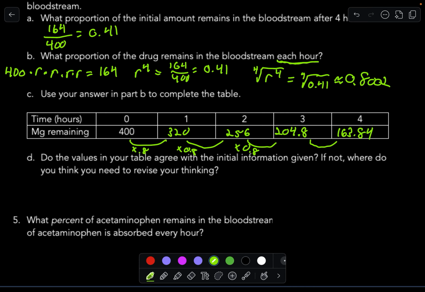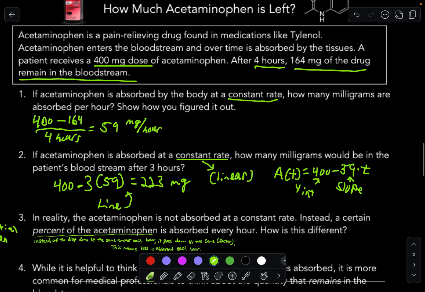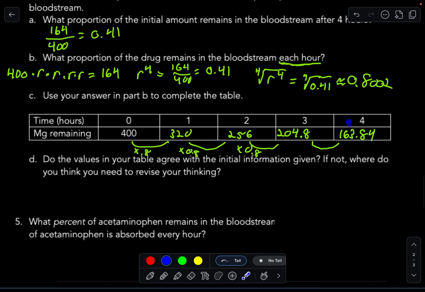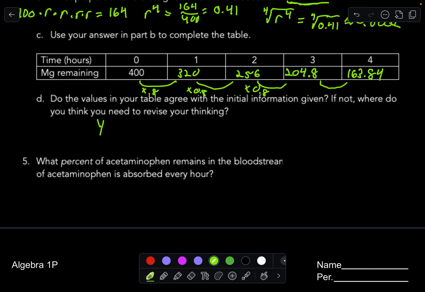So do the values in your table agree with the initial information given? If not, where do you think you need to revise your thinking? It pretty much does. They said after 4 hours, if you go back up here, it said after 4 hours, 164 milligrams of the drug. And our model gives us 163.84. That's a pretty close approximation, right? We would normally round up to 164. So, yes, they do.